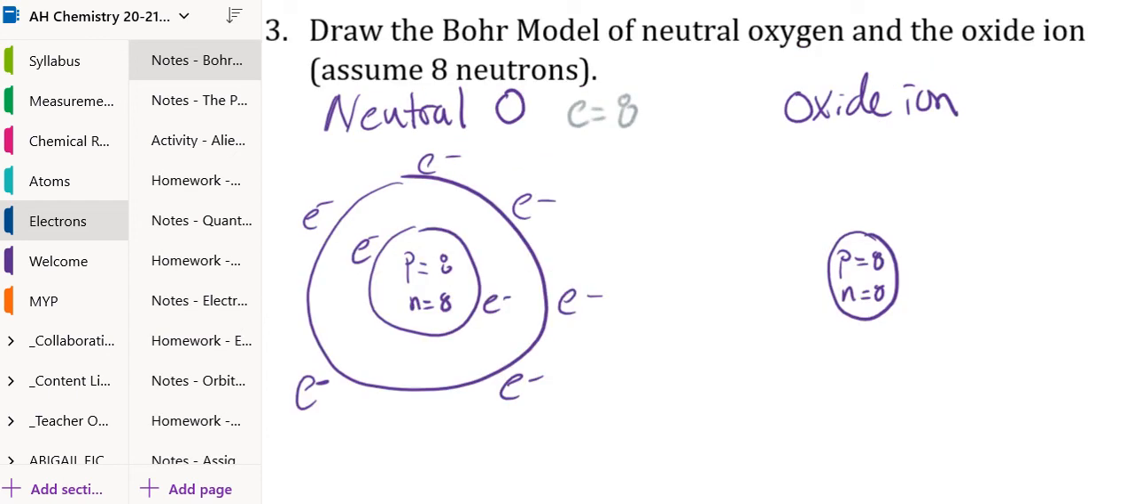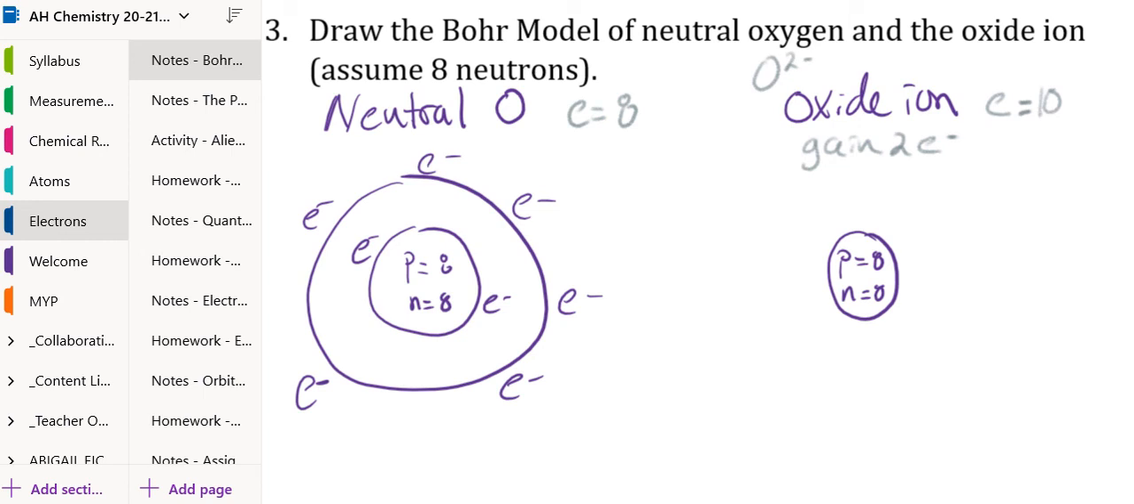Find oxygen on your periodic table. Who's the nearest noble gas neighbor to oxygen? Neon. So what is oxygen going to have to do to have the same electron arrangement as neon? It's going to gain electrons. So how many electrons will it have? 10. And the symbol is O2 minus.